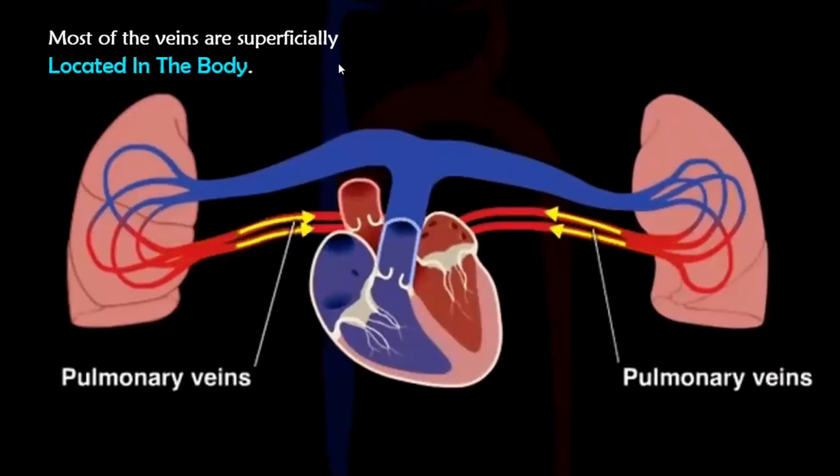Most of the veins are superficially located in the body. Superficially means we do not know exactly the position unless we do a scan of our body. With our hand, we can only notice certain veins which we can see. Certain veins cannot be seen.